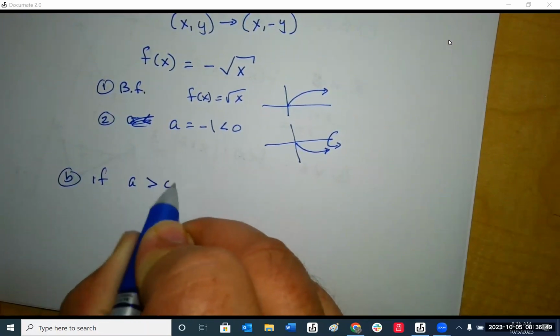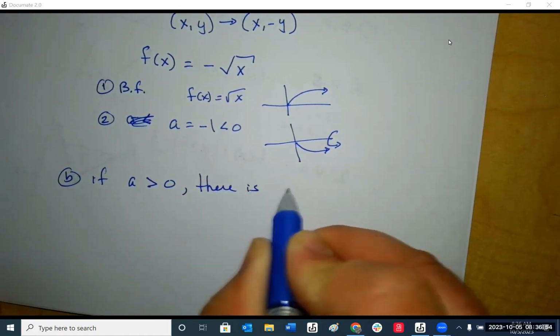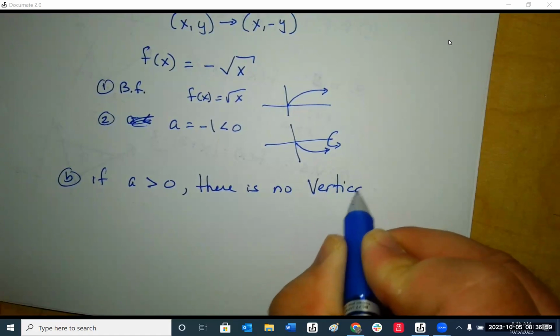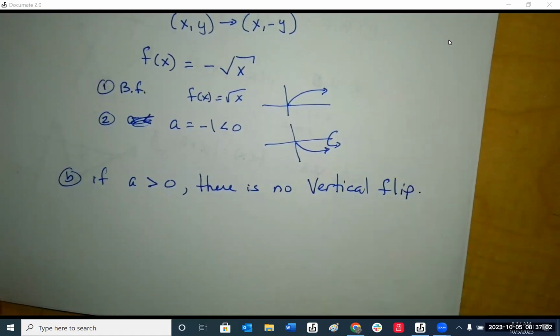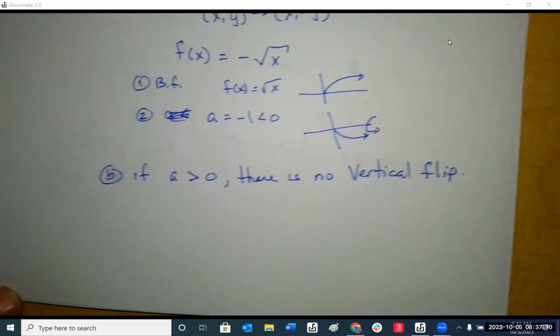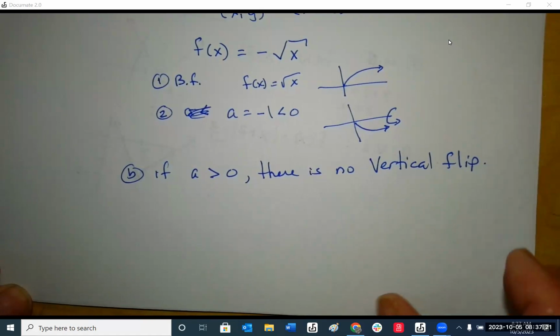If A is positive, there is no vertical flip. So it only affects it if the sign is outside the function, if it changes from positive to negative. All right, let's look at if it's about the y-axis now.